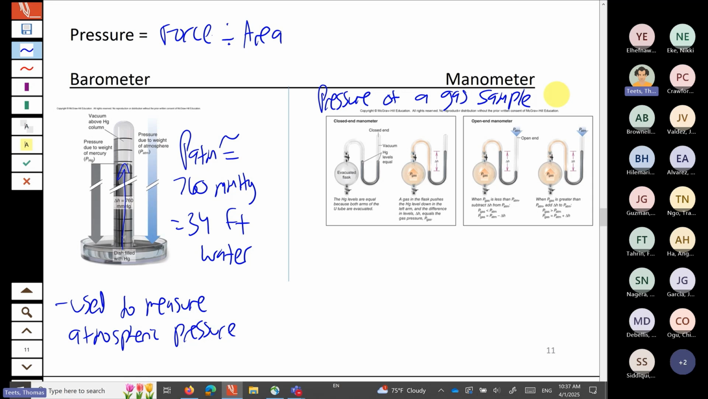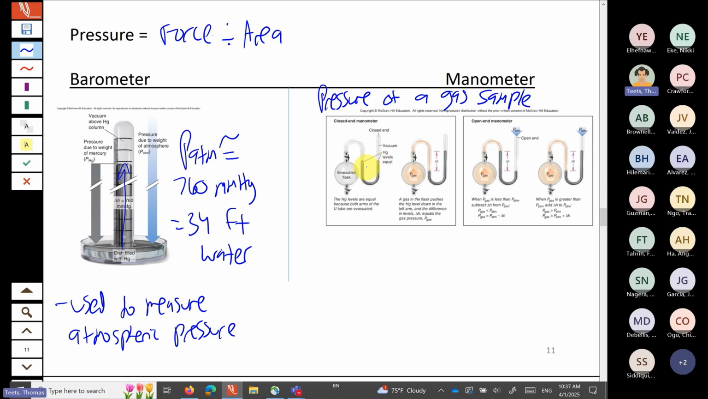There are two types of manometers that are a little bit different from each other. They look very similar. What you have is a glass bulb here that you put the sample of gas into, and then it's connected to this U-shaped tube. The U-shaped tube has some mercury in it.